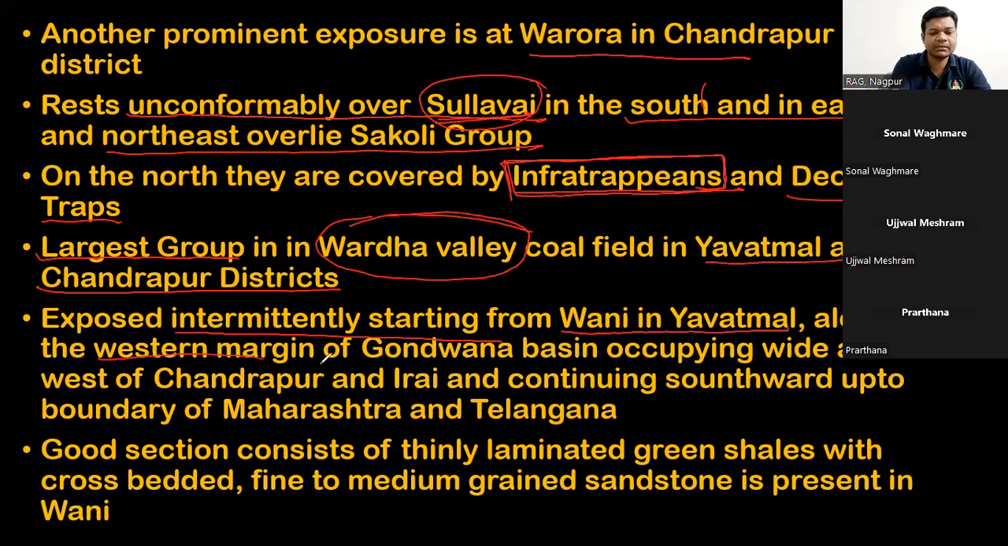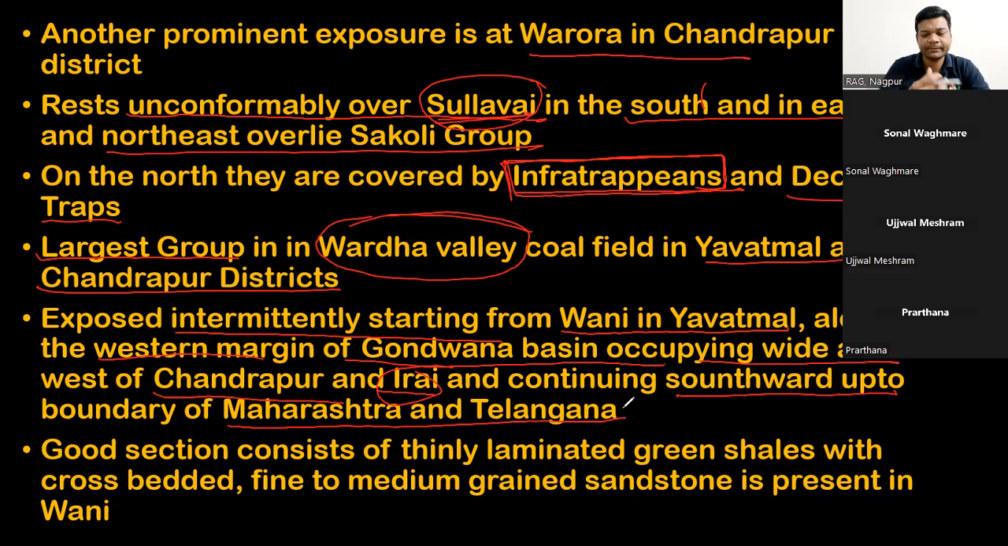It runs along the western margin of the Gondwana basin, which occupies a wide area west of Chandrapur and Irai. Irai is a river in Chandrapur. It continues southwards up to the boundary of Maharashtra and Telangana. It continues in Telangana as well, but we won't consider it.